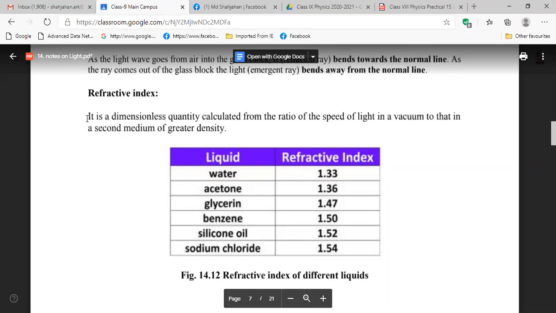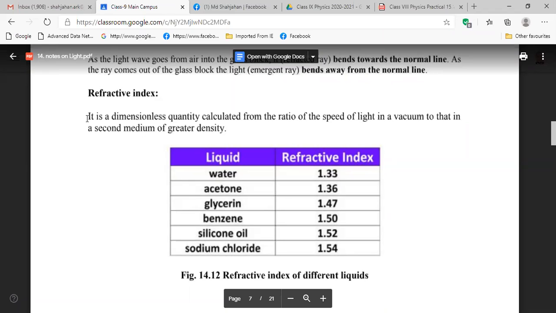Why is there refraction? We get refraction because if light goes from one transparent medium to another medium, according to the density of the medium, the speed increases or decreases. Like if light is going from air to water, then speed decreases. Then bending of light will be towards the normal. Isn't it?